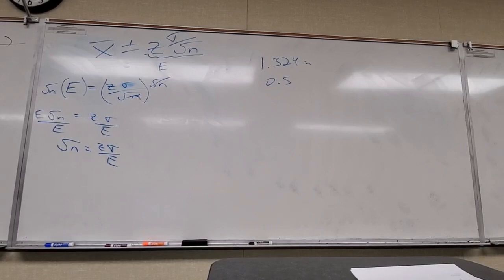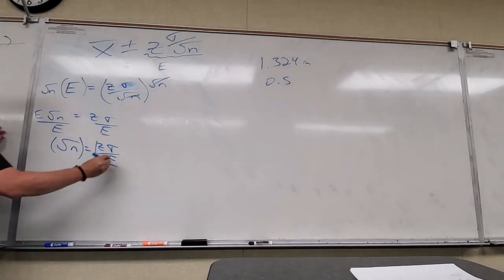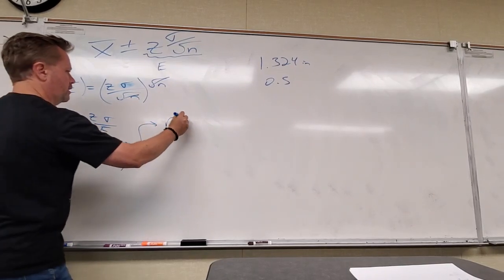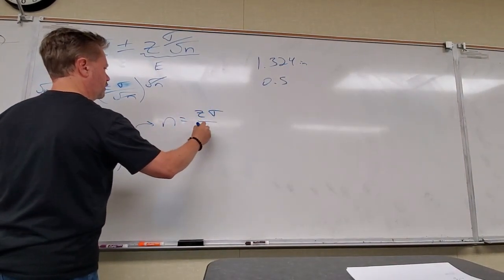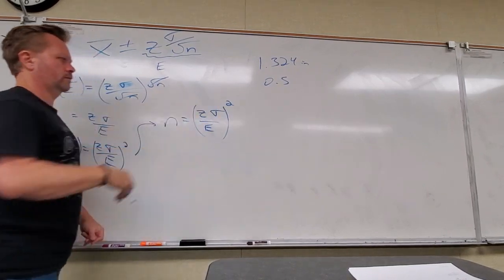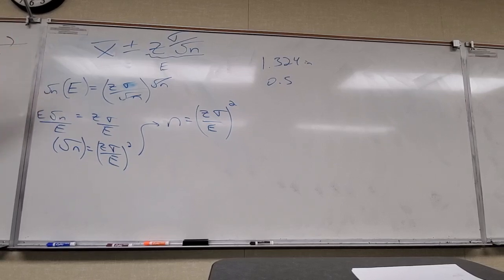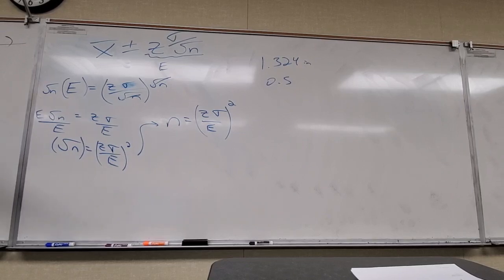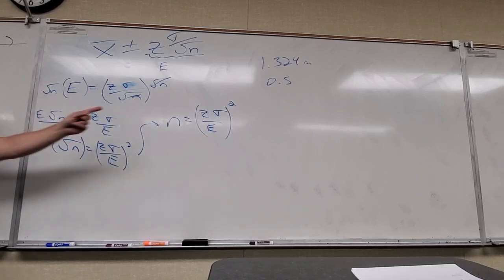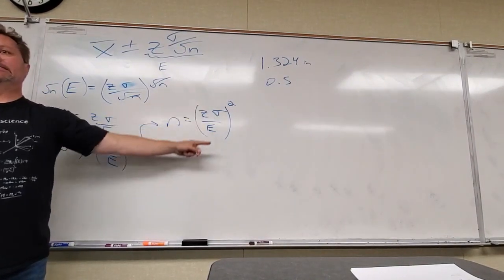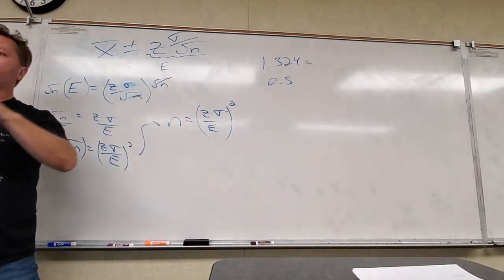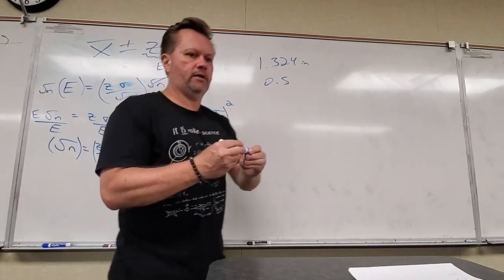Now somebody else tell me, I want n, not the square root of n, so what do I do? Square both sides. So I end up with n equals z sigma over E, squared. So if I want to be off by 0.5 inches or within 0.5 inches, where would 0.5 go in this equation? And for E, that's how much I want to be off by. All right, so look at part C on the handout.